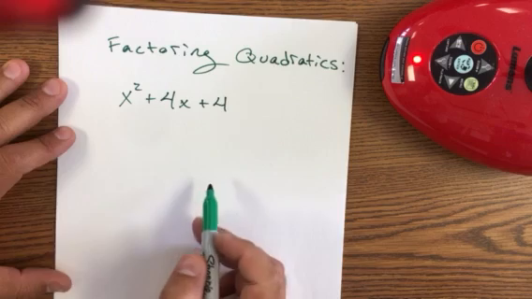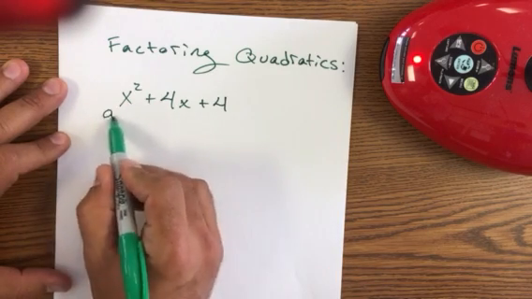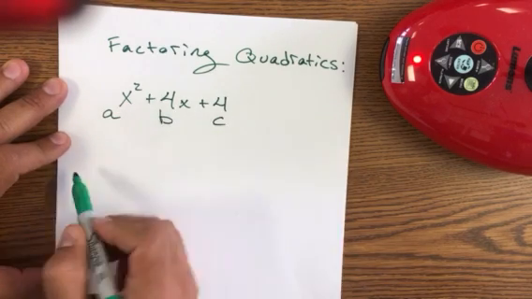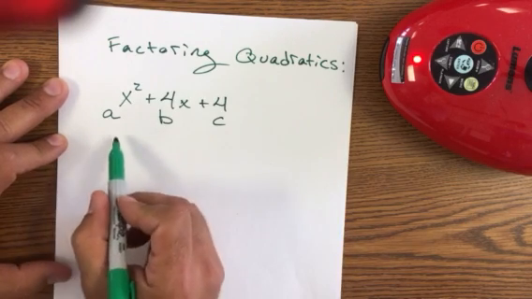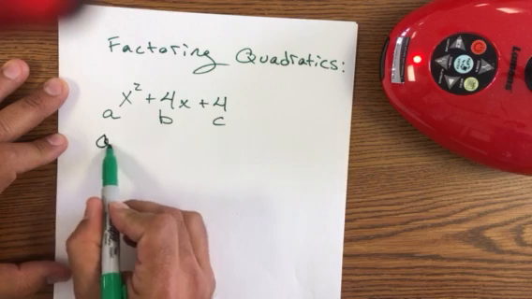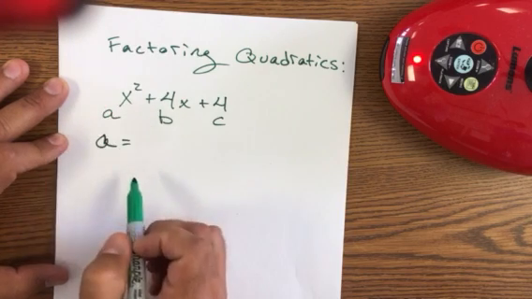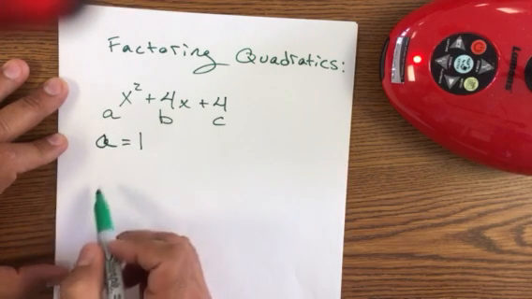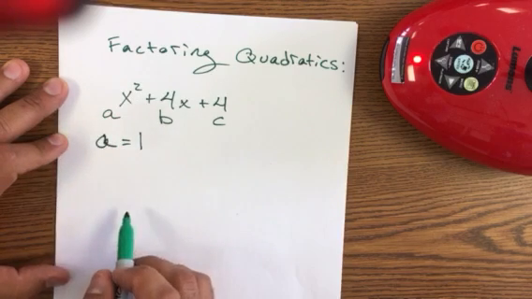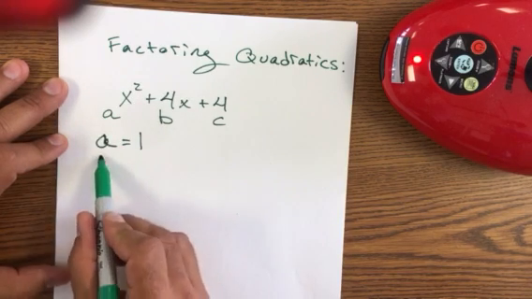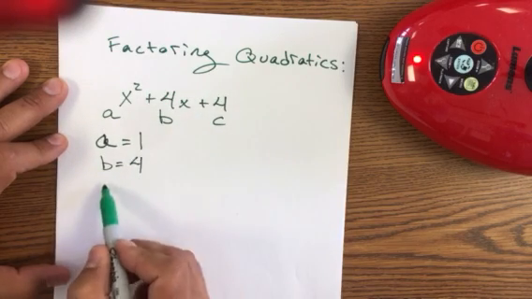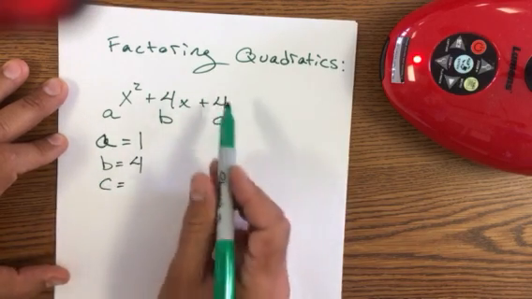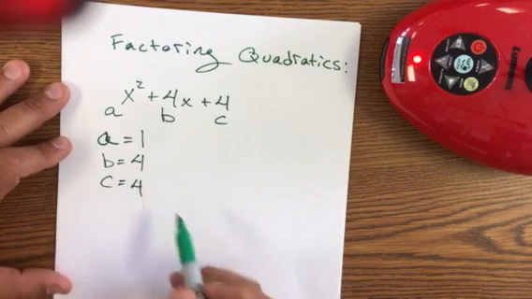So I have a couple different ways. I'm going to say A, B, C. And the A, B, and C are just the numbers. So the easiest thing for me to do is to go A equals, how many x squareds do I have? 1. There's always a 1 in front of it if there's not a number there. B is how many x's I have, which is 4. And C is how many constants I have, which is 4.